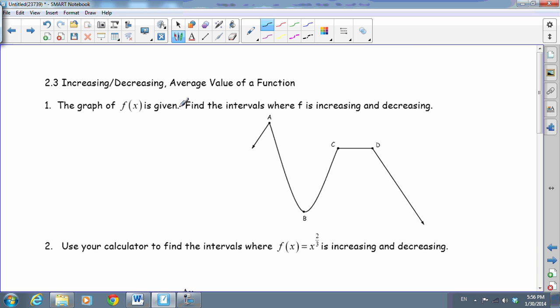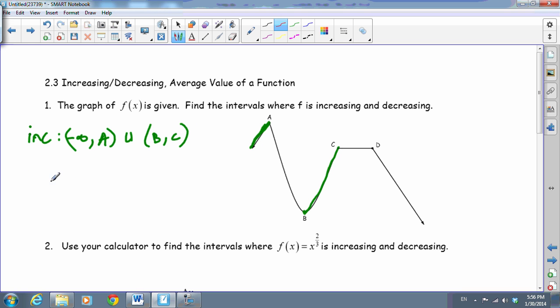All right, the graph of f of x is given. Find the interval where f is increasing and decreasing. This is a very simple one. Let's start with increasing. It is increasing from negative infinity, meaning on this side is increasing. Increasing is when it's going up. It's also increasing from this point up to this point. That's increasing. So it's from negative infinity till A, union from B till C.